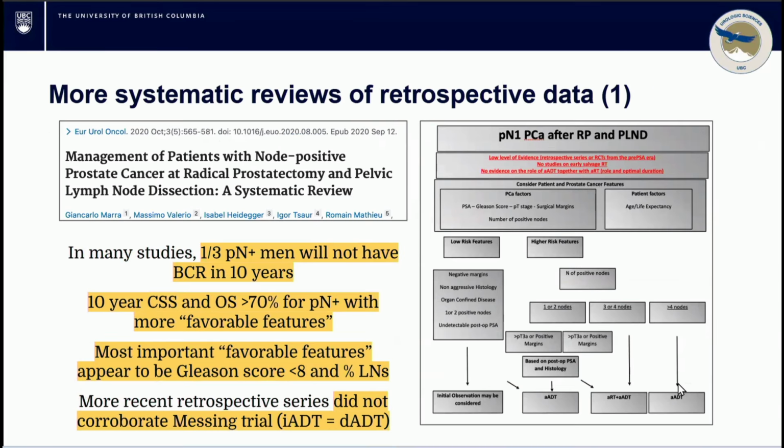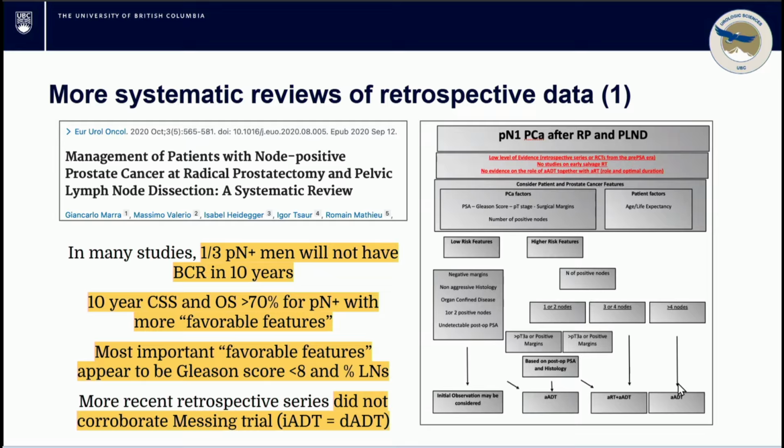So this is a bit of a recurring theme in the talk, but when the level 1 evidence is lacking, we go to the retrospective reviews. And there's two good systematic reviews, both from Giancarlo Marra in 2020 and 2025. This one here is the 2021. It's a general review of ADT and RT management strategies for pathologic node-positive disease. And to avoid getting bogged down in the details, I'll just cut straight to a few takeaways. One, there's a good chunk of pathologic node-positive men, perhaps like 1 in 3, that won't have BCR in 10 years.